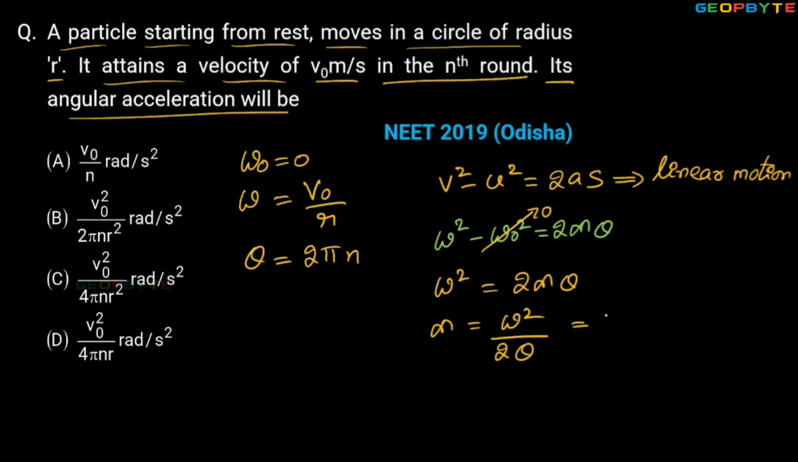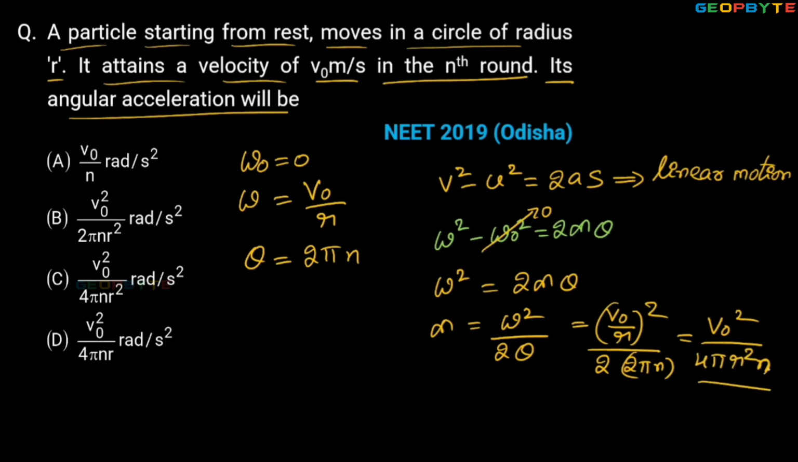Look at the omega. Omega equal to v naught by r whole square divided by 2 into theta, 2 pi n. Simplify this value. It is equal to v naught square by 4 pi r square n. Look at the options. V naught square by 4 pi n r square. Option C is absolutely correct. Since it is angular acceleration, its unit is radians per second square. Understood clearly?